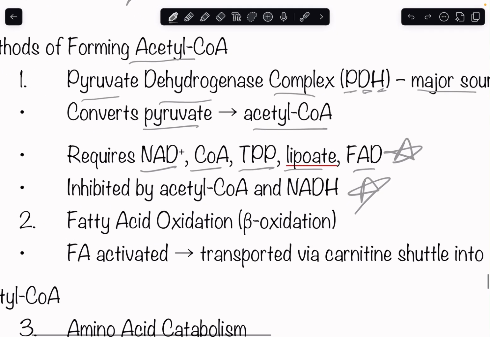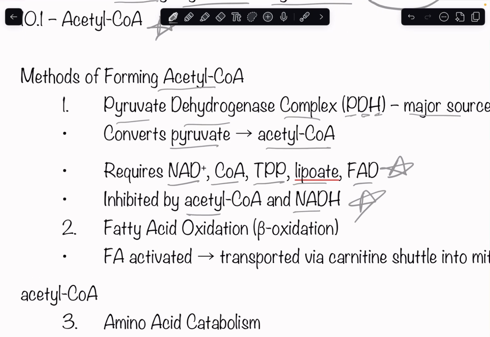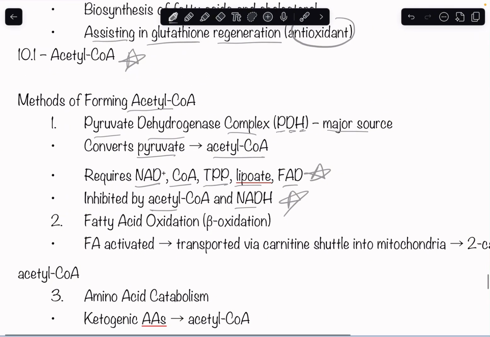Well, it's inhibited by acetyl-CoA and NADH. Obviously, right? If you have too much acetyl-CoA, well, you don't need the pyruvate dehydrogenase complex. And if you have a lot of NADH, well, you're also not going to need the pyruvate dehydrogenase complex.